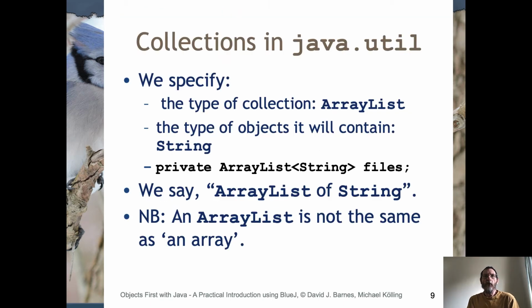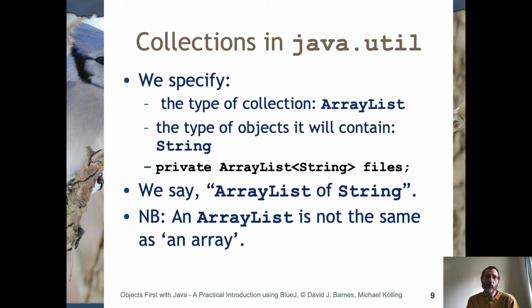So when we want to make use of a class from the java.util package, we first import it, and then we specify the type of collection we want, which is ArrayList. We specify the type of objects that we wish to store into the ArrayList, and we refer to that particular type designation as ArrayList of String.